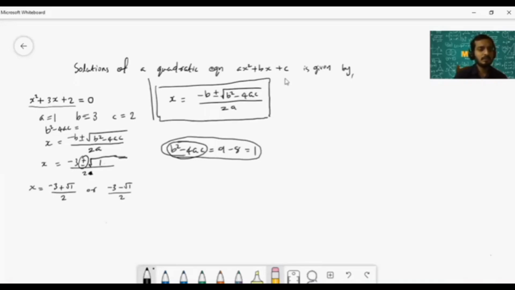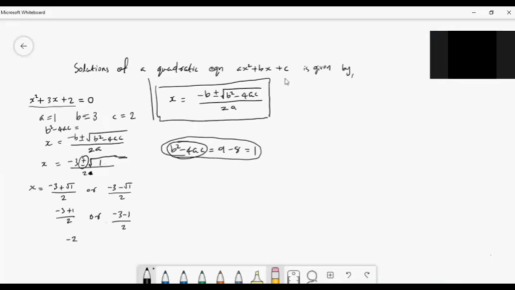So we can write minus 3 plus root 1 by 2 separately, or minus 3 minus root 1 by 2 separately. In the next step, root 1 is simply 1, right? So minus 3 plus 1 by 2, or minus 3 minus 1 by 2, since minus square root of 1 is minus 1. So what will be the next step? Minus 3 plus 1, what is minus 3 plus 1? Minus 2. Yes, minus 2 by 2, or then minus 3 minus 1, minus 4 by 2.